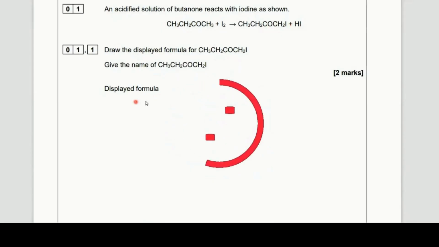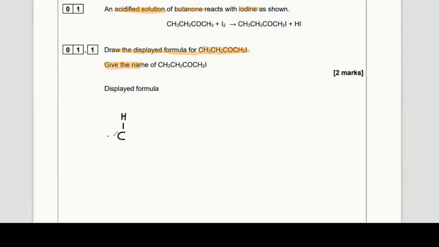So, question one, an acidified solution of butanone reacts with iodine as shown. We've got the equation there. Draw the displayed formula for CH3CH2COCH2I. Give the name of CH3CH2COCH2I, and the displayed formula. And it's 2 marks. So we're going to get 1 mark for the displayed formula, 1 mark for the name. So as I said before, pause it, have a go.